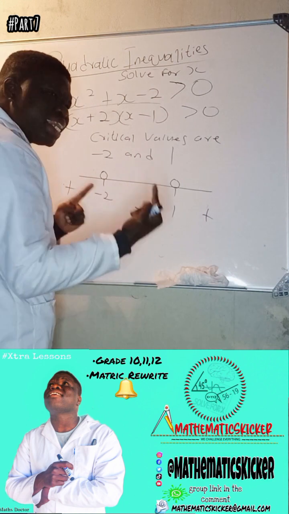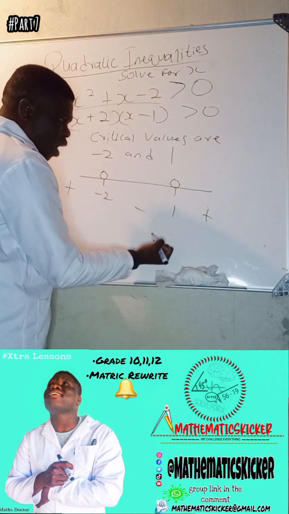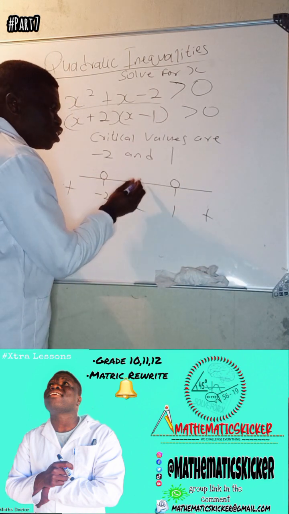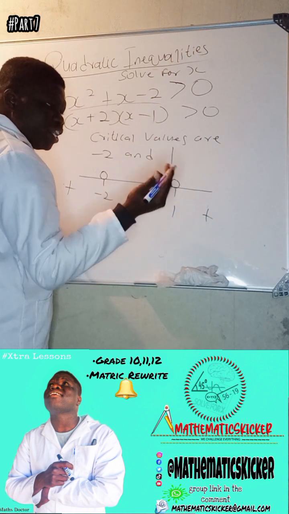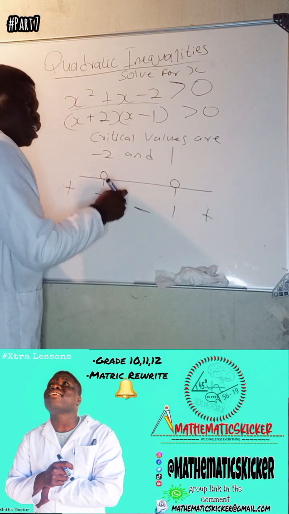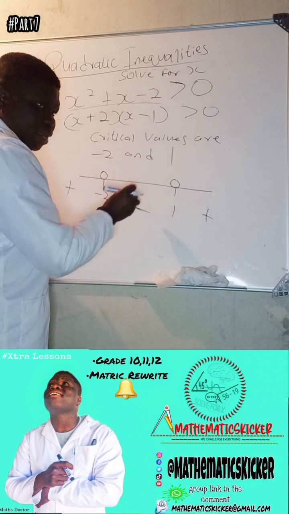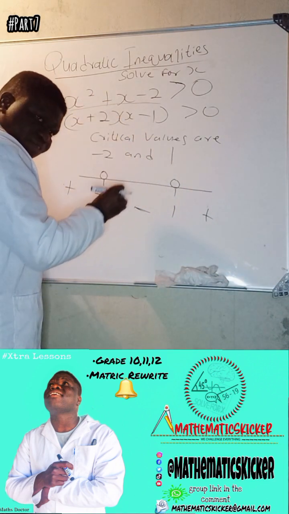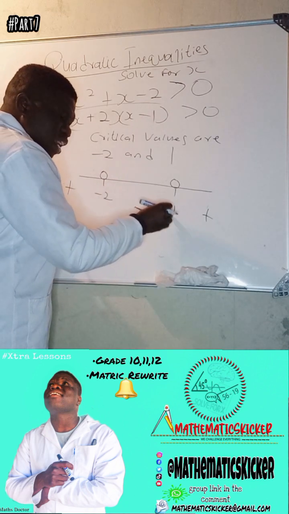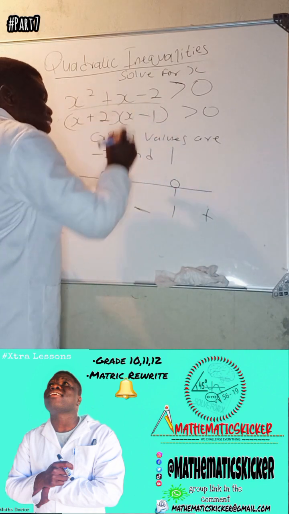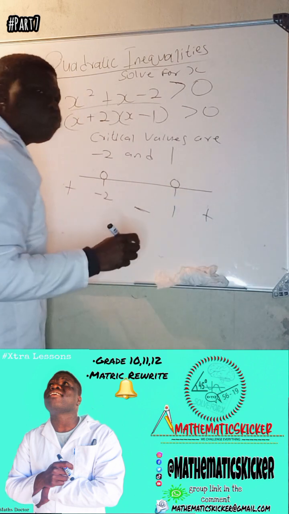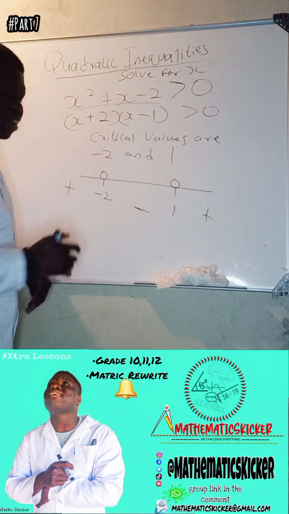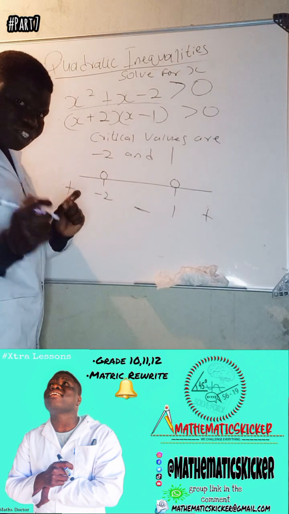If you take any number between negative 2 and 1, such as 0, 0 is between them. Negative 1 is also between them. If you substitute these values here, you will get a negative. Any value between negative 2 and 1, you will get a negative. That's why I wrote plus, plus, minus. It will always be plus, plus, minus. To save time, it's plus, plus, minus. You can prove it on a calculator.